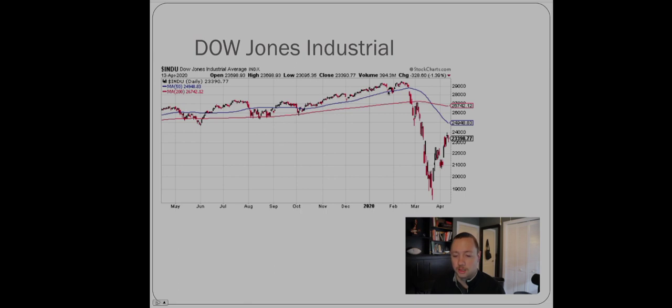up until we get to February, March, April here. And we can see the price drastically plummet through the 50-day moving average and the 200-day moving average and go all the way down below 19,000 points. It's starting to come up, but we're definitely not there yet.